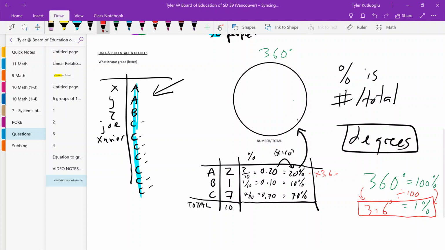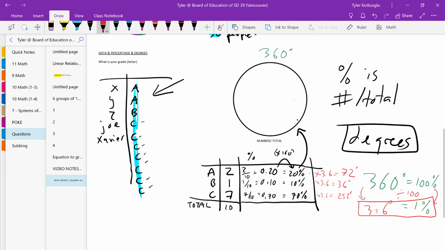So let's do it. 20 times 3.6 gives me 72. Okay, 10 times 3.6 gives me 36. And 10 times 7, I'm sorry, 70. My bad. 70 times 3.6 gives us 252 for the last one. Okay, that's how many degrees it's going to be on my whole chart.